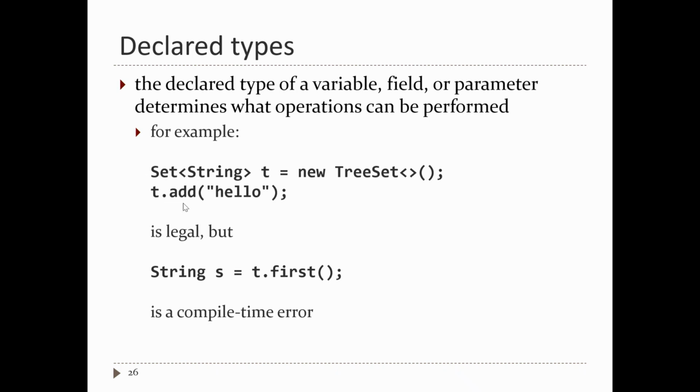And the answer is yes. Every set has an add method. TreeSet has a first method. Remember, TreeSets are sorted sets, so the notion that there is a first element in a sorted set makes sense. If you try to do that with T, it doesn't work. Set does not have a first method, so you can't call first using the variable name T.